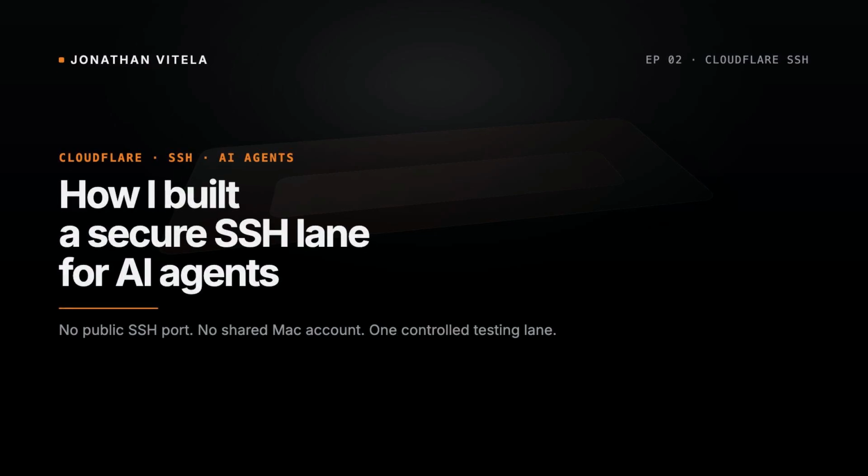How I built a secure SSH lane for AI agents using Cloudflare starts with a simple problem. I wanted remote agents to test on a powerful Mac, run Xcode checks, boot an iOS simulator, and write QA reports. But I did not want public SSH, router port forwarding, shared passwords, or agents landing inside my personal Mac account. So the goal became clear. Build a controlled lane that agents could use, then prove every layer before trusting it.